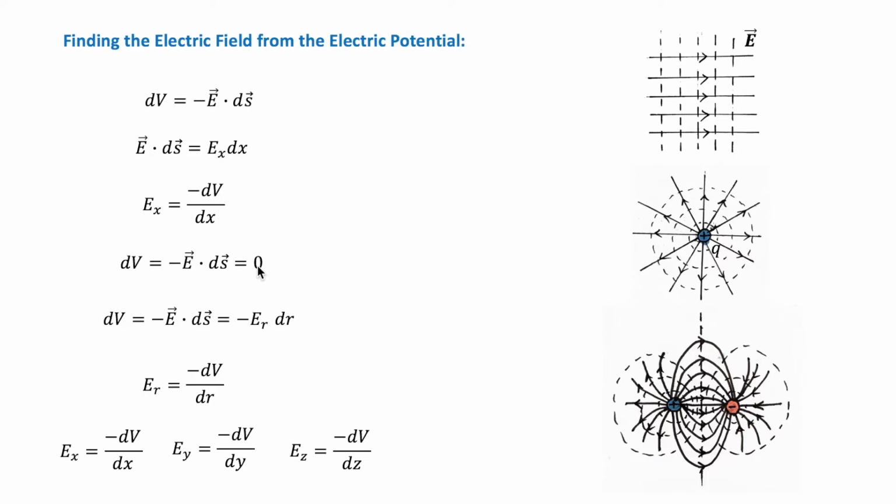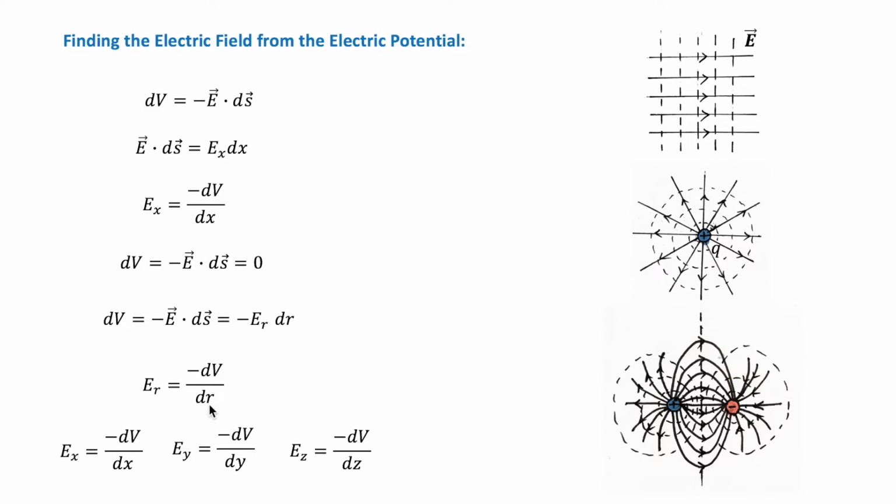So for this to be 0, the angle between E and ds is 90 degrees. And so equipotential surfaces must always be perpendicular to the electric field lines passing through them, okay? So for a radial electric field, in the case of a charge distribution that has radial symmetry, like this, dV is equal to minus Er dr, right? So Er is equal to minus dV over dr.